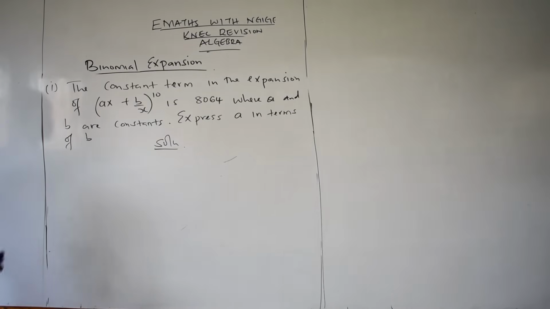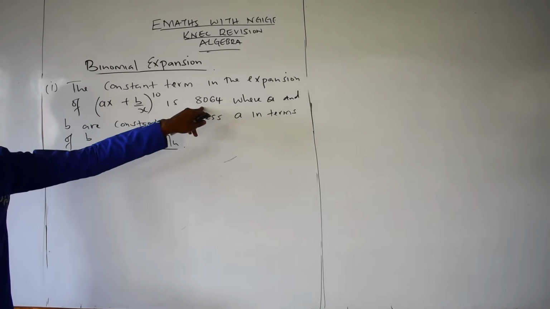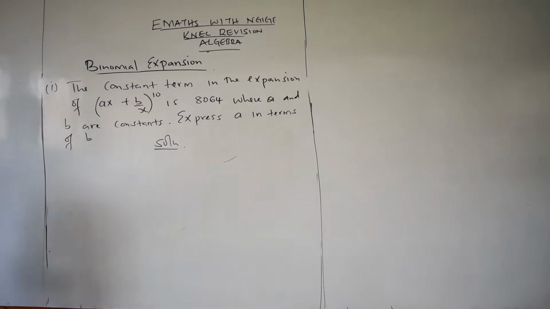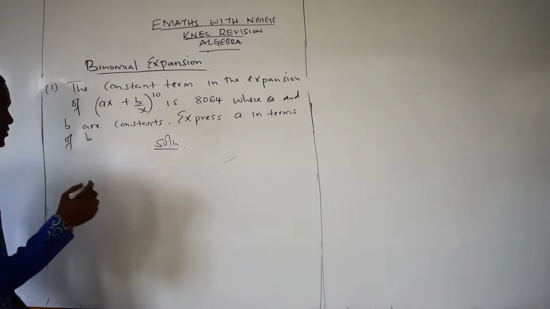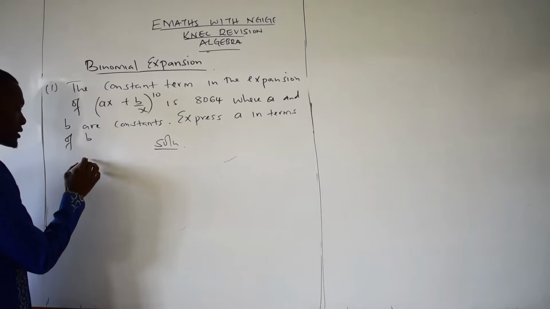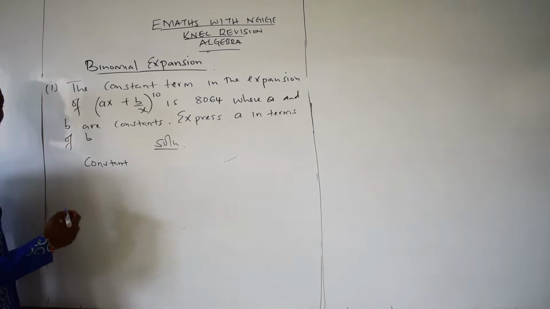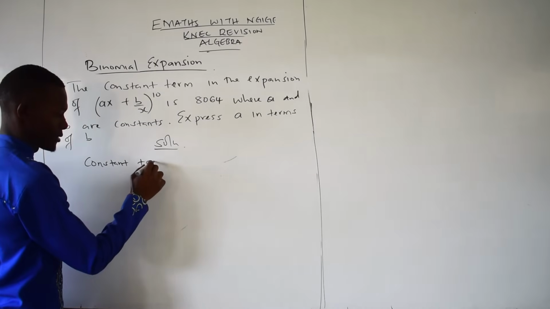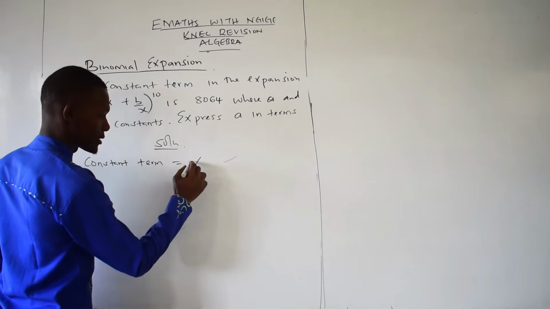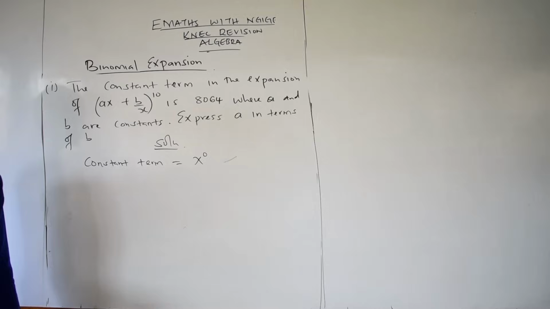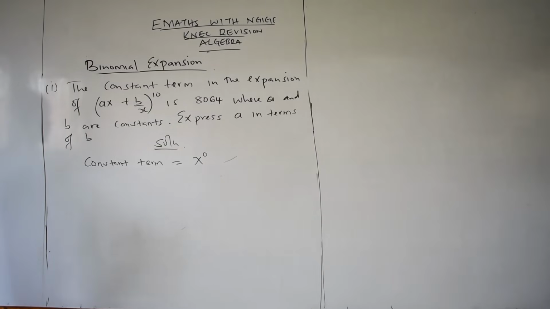Now, we know one thing, we have our term here, and when you expand it, we want to find the term where the constant term is 64. So what do you know? One thing we know is, for us to have a constant term, the power of x must be 0. That is the first condition. The power of x must be 0.